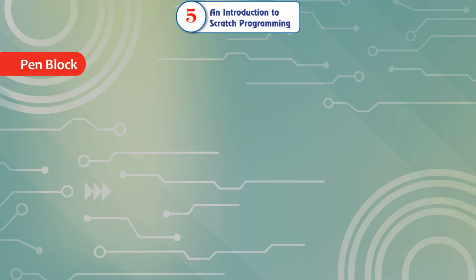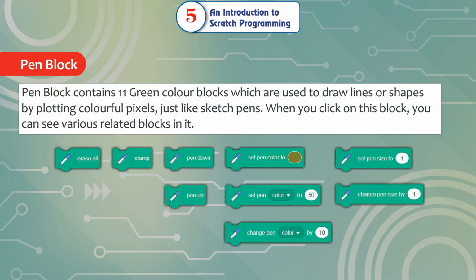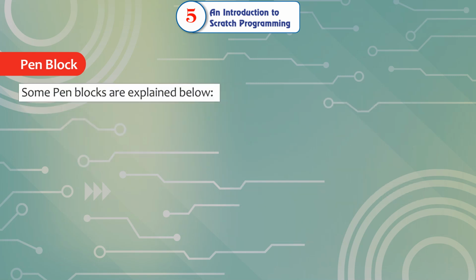Pen block. Pen block contains 11 green color blocks which are used to draw lines or shapes by plotting colorful pixels, just like sketch pens. When you click on this block, you can see various related blocks in it. Some pen blocks are explained below.